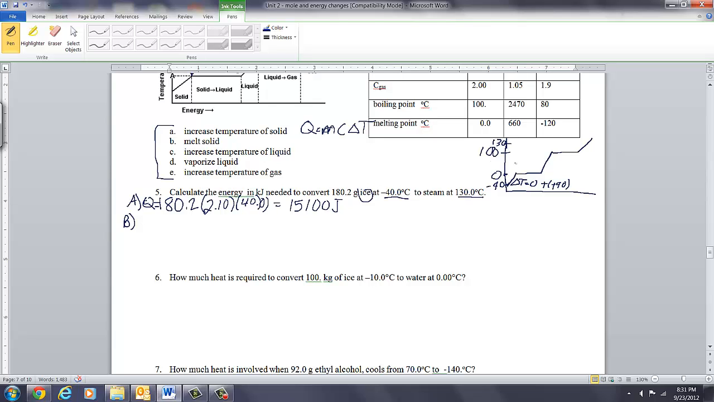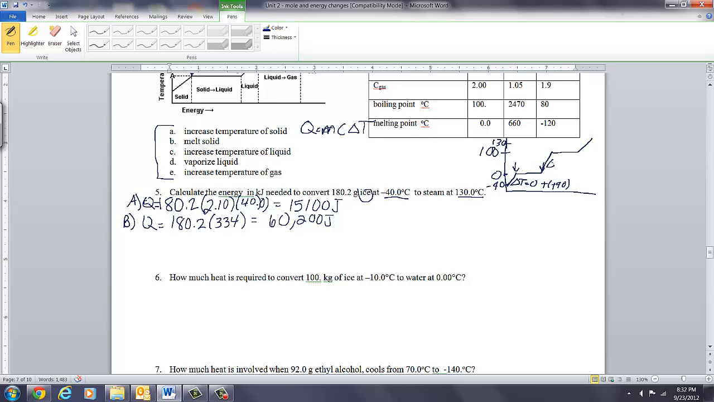That's gotten me to here. Next phase, we have to go from here to here. I need to melt it. So Q is grams times the heat of fusion, which is 334 joules per gram. So I have 60,200 joules is going to take to melt the solid. So I've gotten it here to now I have just liquid.